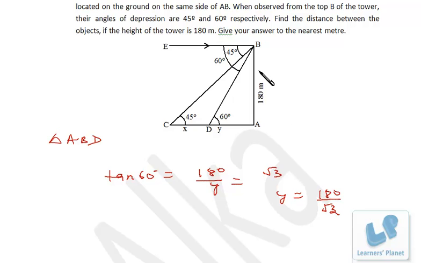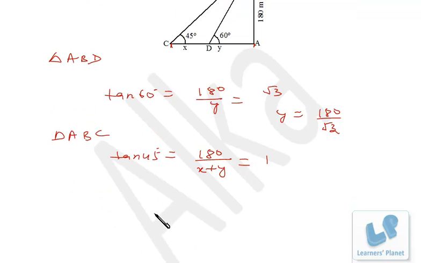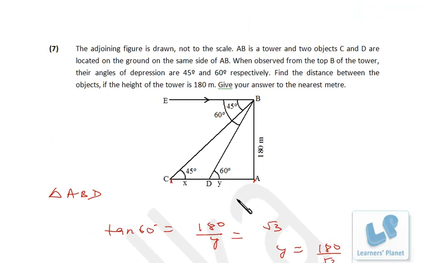Okay. Now in triangle ACB, triangle ABC, this is 45 degree, and relationship between this and this is given by tan theta once again. So tan 45 degree is equal to 180 upon x plus y, this complete length. Okay. Now tan 45 degree is 1. So x plus y is equal to 180. Now we have to find out the value of x, right? Distance between the objects.